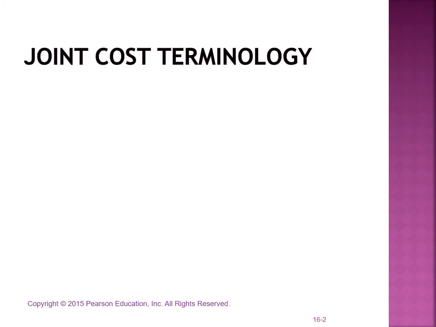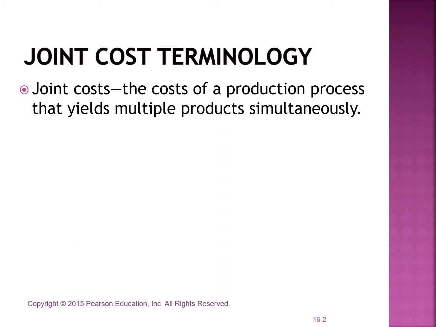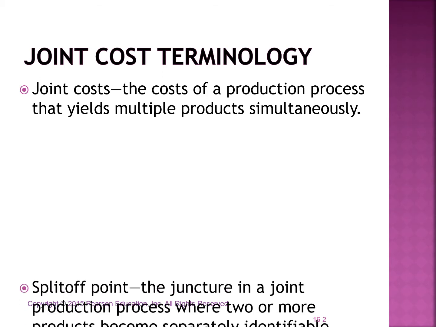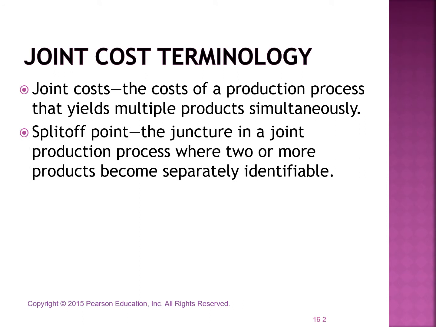First of all, we have to be aware of some terminologies that are used within the joint cost terminology. Actually, the joint cost is the cost of production process that yields multiple products simultaneously, which means this is a cost to be incurred by the company in order to produce or result in more than one product.